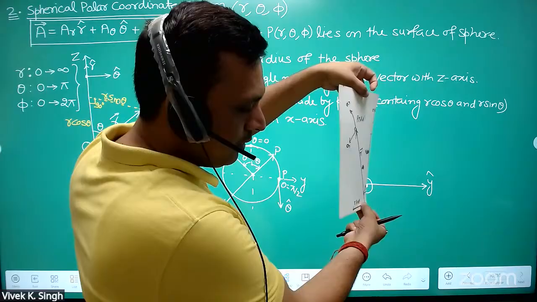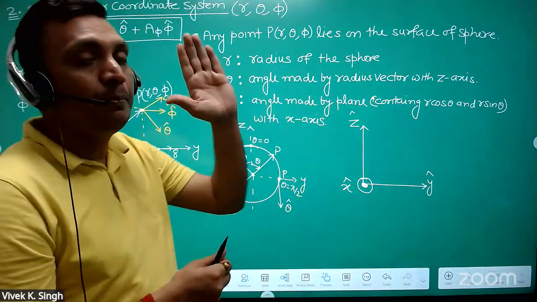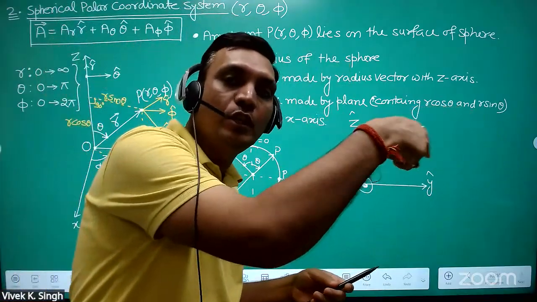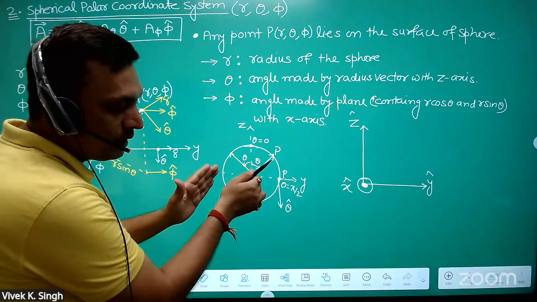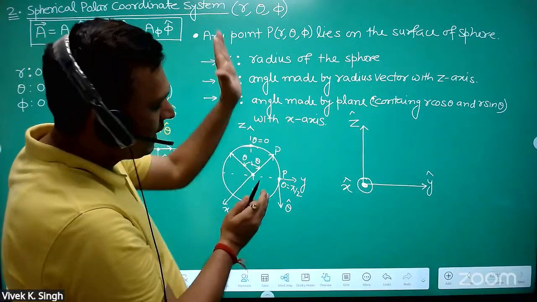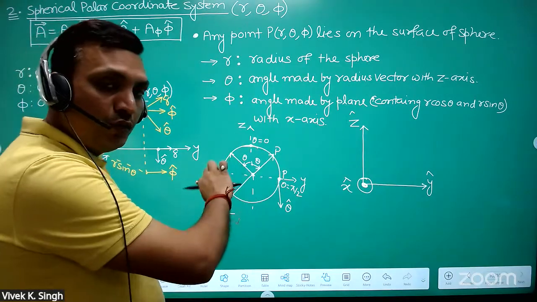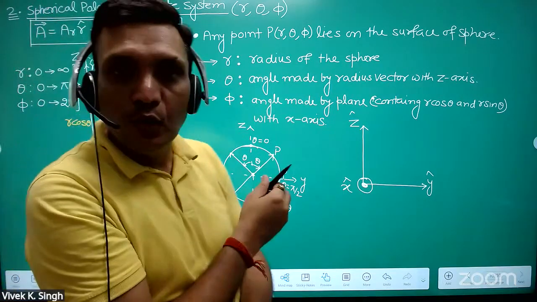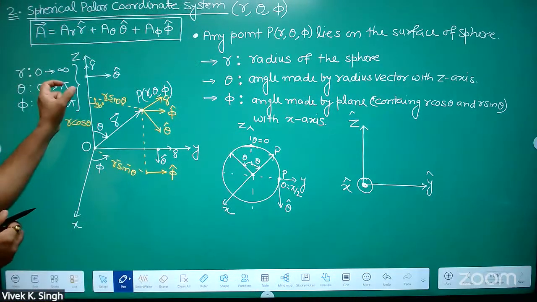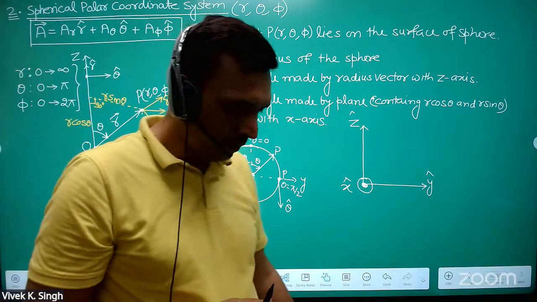Yes, sir. So that's why, in this symmetry, because phi is the angle made by the plane with the x-axis, you have to move over the whole circumference. But what is the symmetry of theta? The radius vector makes an angle theta with the z-axis. So 0 to pi by 2 covers the upper hemisphere, and pi by 2 to pi covers the lower hemisphere. That's why theta varies from 0 to pi and phi varies from 0 to 2 pi. Is it correct now? Yes, sir.